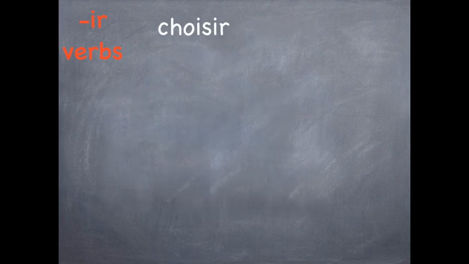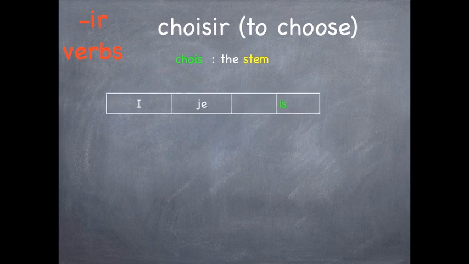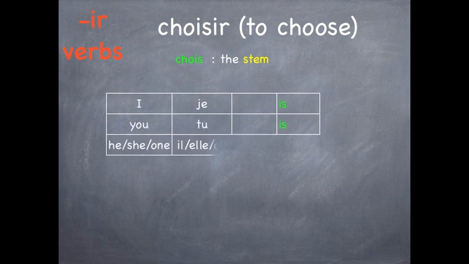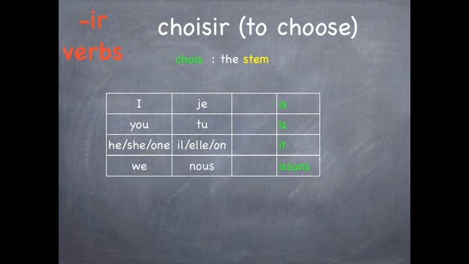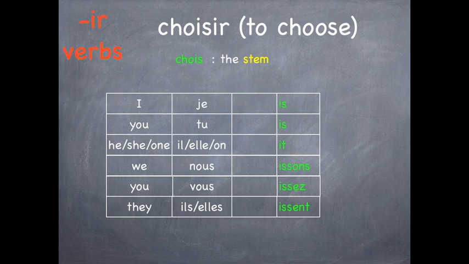Let's take choisir this time, the verb to choose, and the stem is CHOIS. And as before, the endings are: for je, add IS, for tu, add IS, for il, elle, and on, add IT, for nous, add ISSONS, for vous, add ISSEZ, and for ils, elles, plural, add ISSENT.